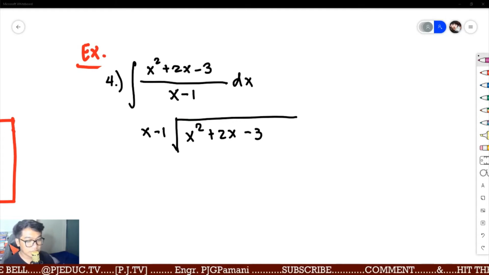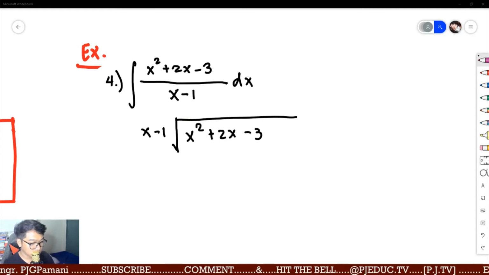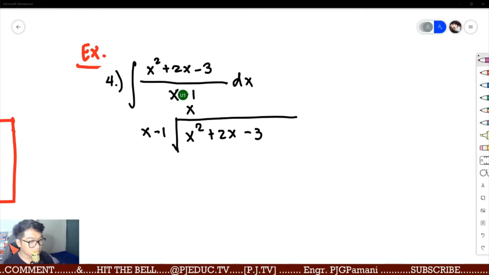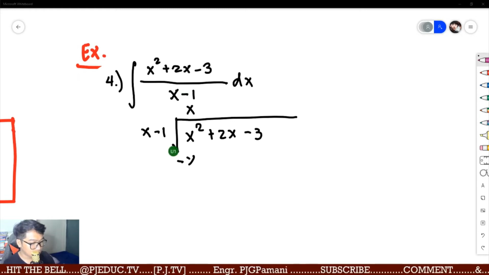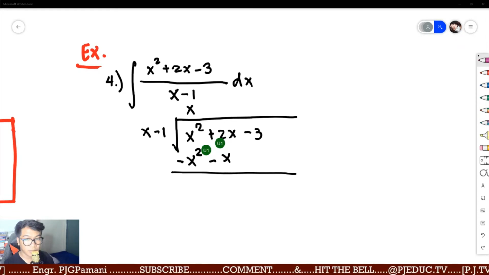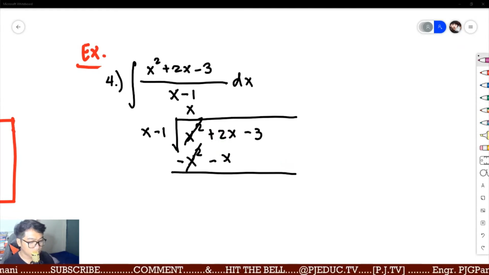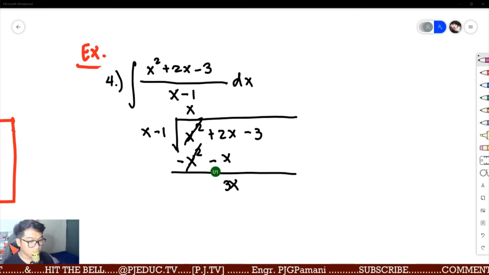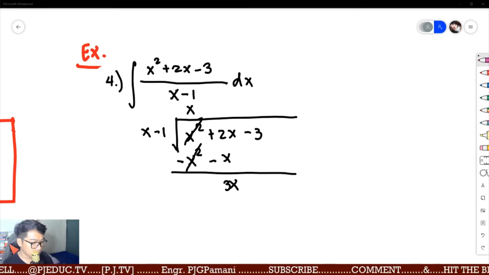No, divide lang natin si x squared plus 2x minus 3 over x minus 1. So, anong gagawin natin? Para cancelin natin si x squared, introduce tayo ng x. X squared, x minus x times negative 1 is negative x. So, x squared minus x squared, cancel. 2x minus negative x is 3x. Negative 3 minus 0 is 3.